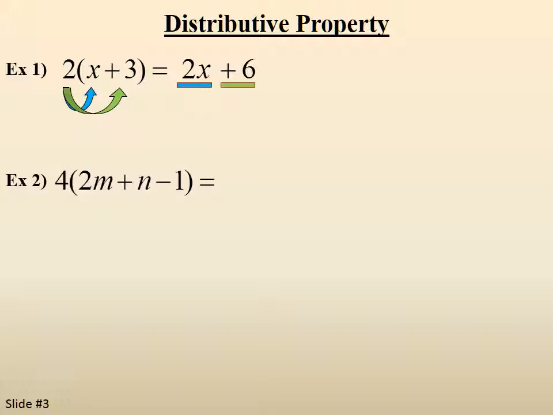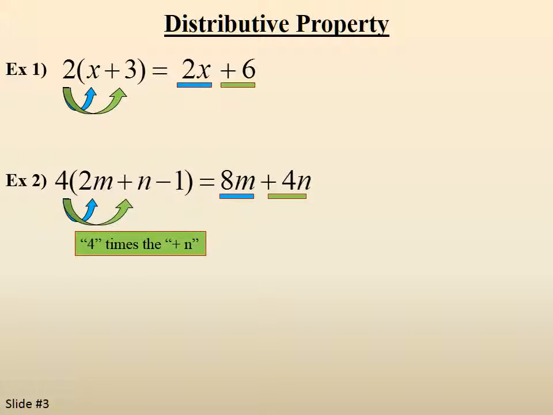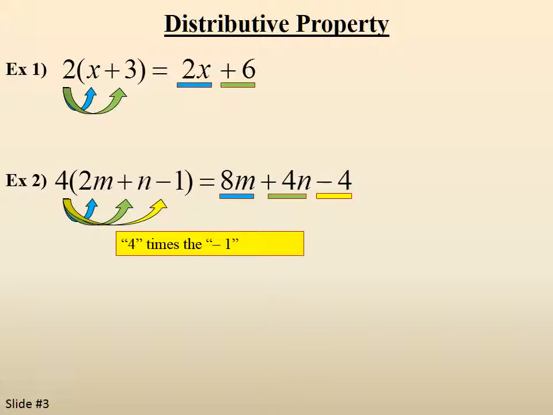Example 2. This time I've got 3 things on the inside, but the process is still the same. What's on the outside of the parentheses times each of the terms on the inside. So 4 times the 2m would be 8m. 4 times the positive n would be a positive 4n. And 4 times the negative 1 would be a negative 4. Notice that every number has a sign that I've been using.